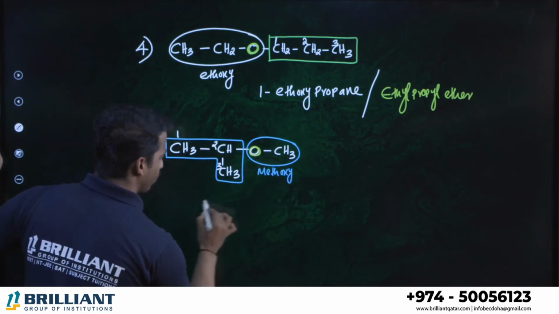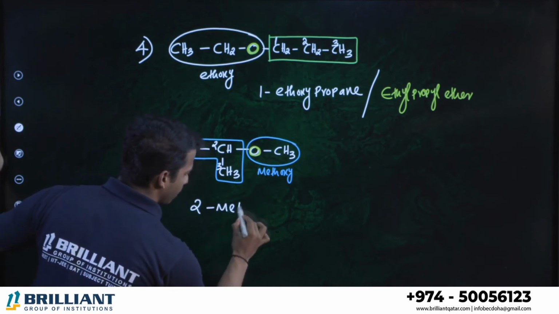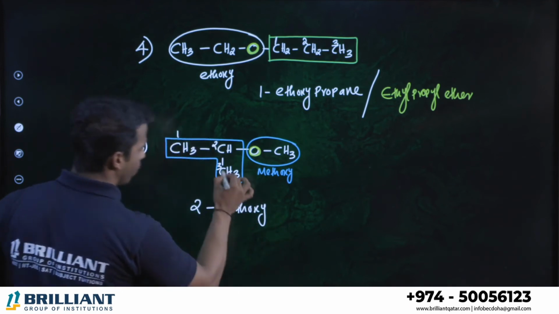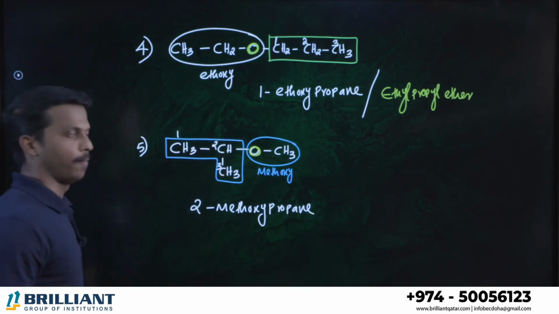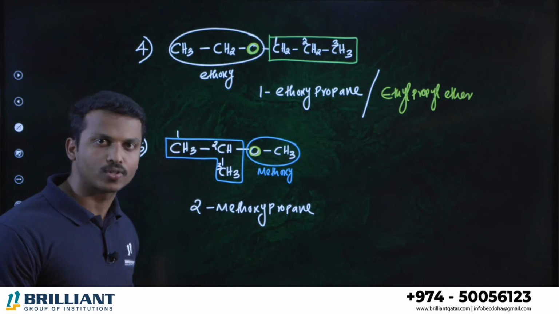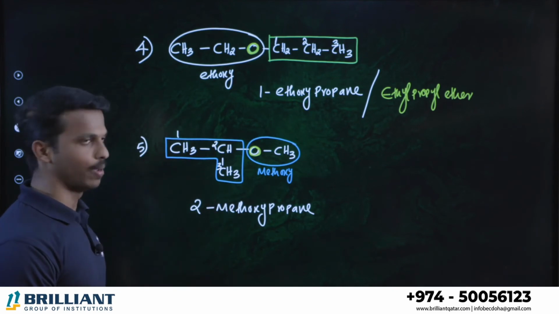In the second position, what do you have? 2 methoxy. What is the parent chain? 3 carbons? Propane. 2 methoxy propane. Clear all? 2 methoxy propane. That is the IUPAC name of this compound.